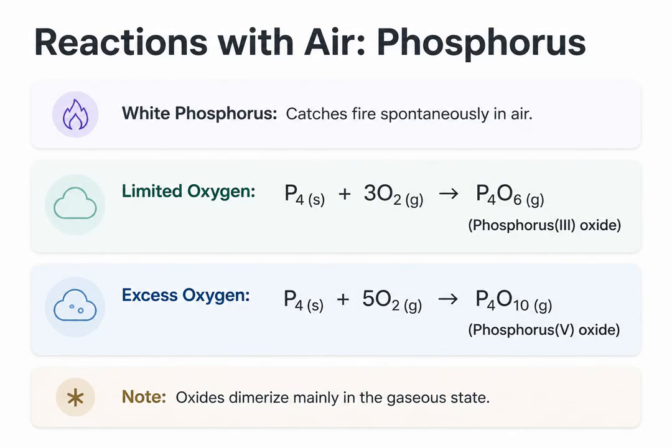Phosphorus presents an interesting case. White phosphorus is so reactive it catches fire spontaneously in air, burning with a white flame and producing thick white smoke. Depending on the oxygen available, it forms either phosphorus 3 oxide or, in excess oxygen, phosphorus 5 oxide. These oxides typically dimerize in the gaseous state.